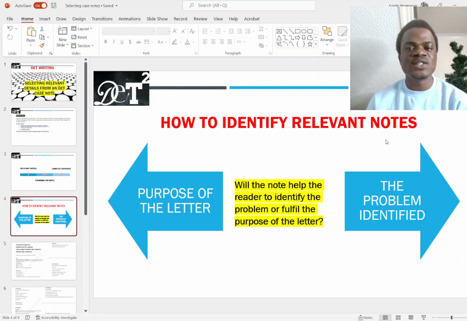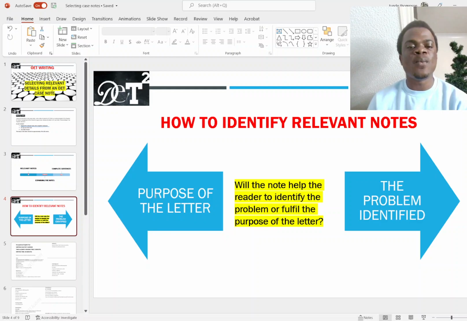In order to identify relevant notes in your letter writing, first you have to identify the purpose of the letter. If you are still confused on how to identify the purpose of the letter, I would strongly recommend you go back to my YouTube channel to check how you can identify the purpose of a letter. I've done a video on that, and also how to identify the problem in a case note. Because if you're able to identify the purpose of a letter, you will now ask yourself, why does this reader need to do this for this patient? That is how you can identify the problem in that case note.